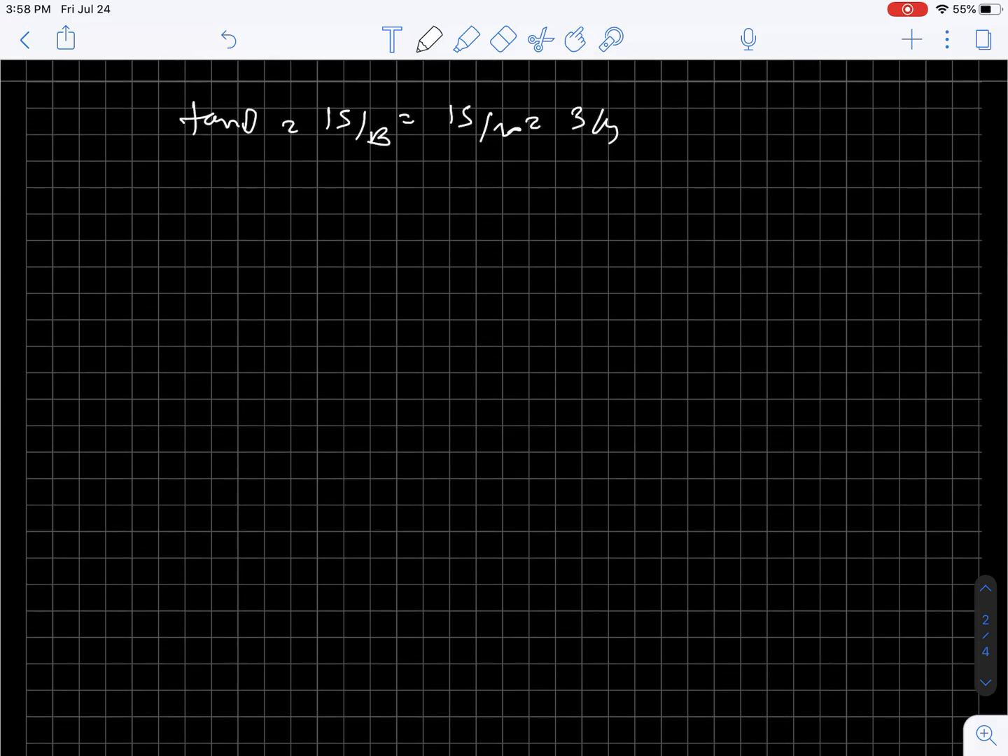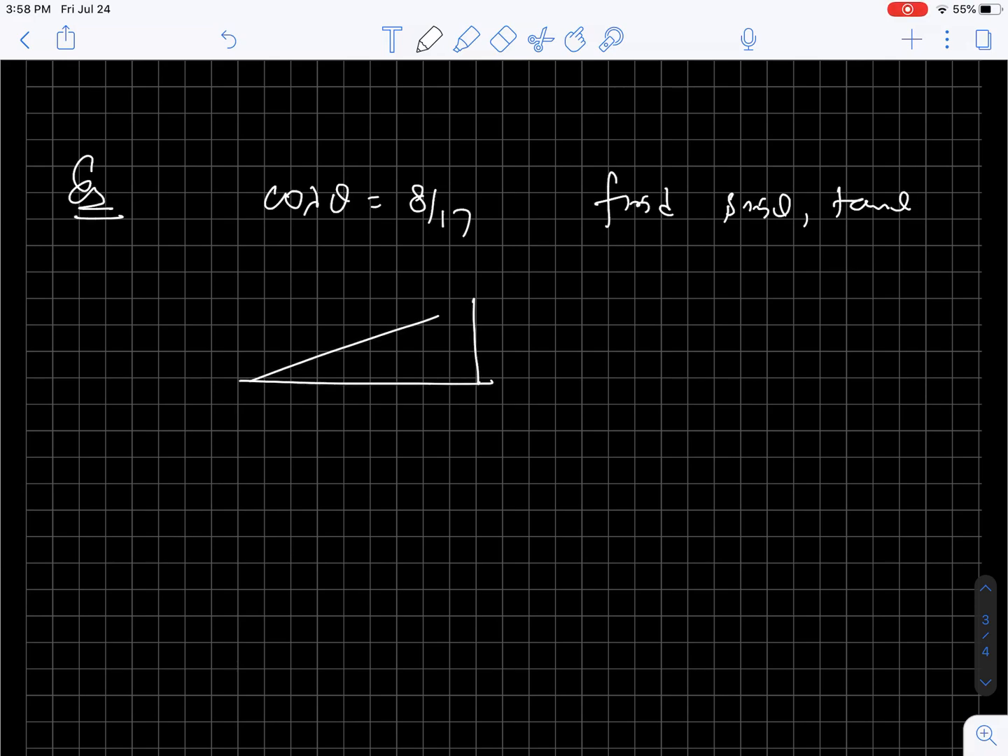Okay. Any question is possible. Let's say if they say cos theta is equal to 8 divided by 17. They can ask about sine theta and tan theta of the same triangle. It's very simple. If cos theta, and this angle is theta, then base will be 8, hypotenuse will be 17, and this value is perpendicular.